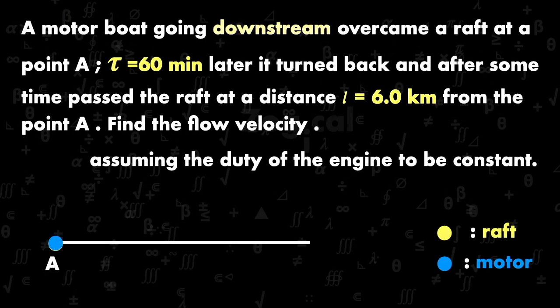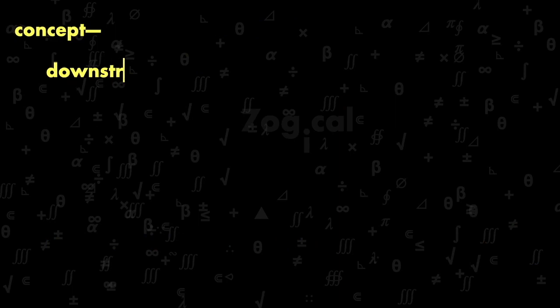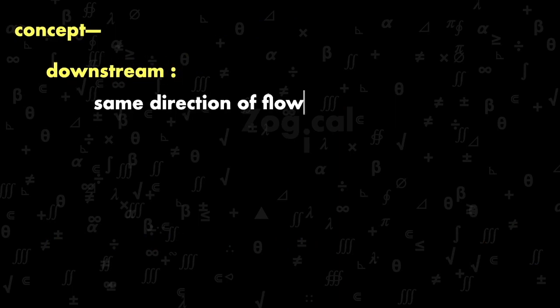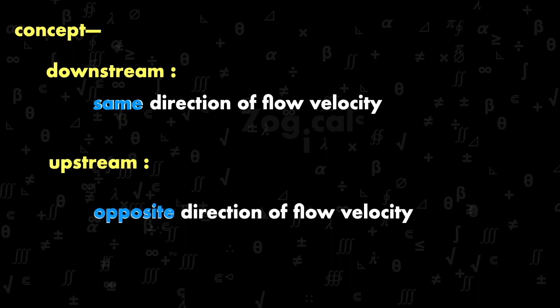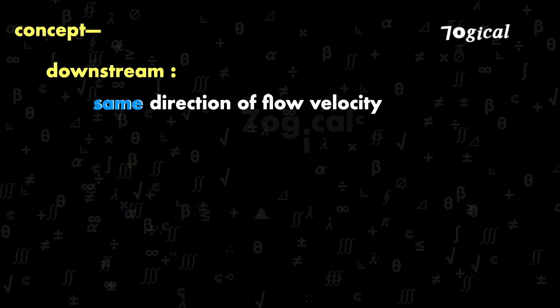The situation of the question is the same as in this animation. Now you can easily understand the problem. Concept: the meaning of downstream is the same direction as flow velocity, and the meaning of upstream is the opposite direction of flow velocity.